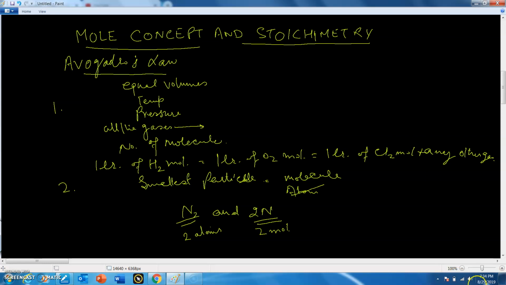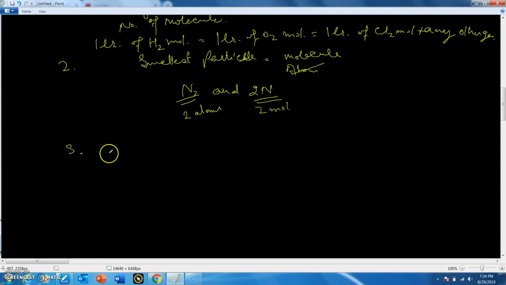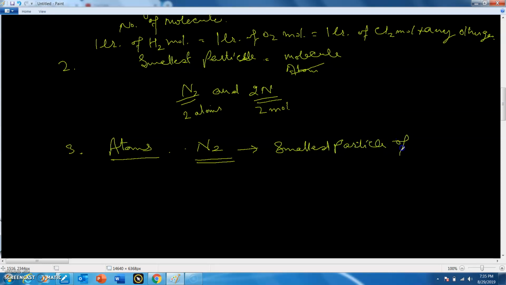This is the second part of this law we have to notice, and the third part is atom. What is an atom? An atom is the smallest particle of an element that can take part in a chemical reaction. However, it may or may not exist independently. You can consider the example of N2, which we have taken above. N2 has two atoms. So an atom is the smallest particle of an element, which may or may not exist independently.